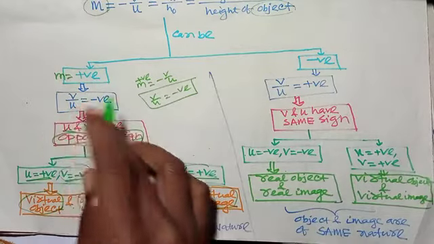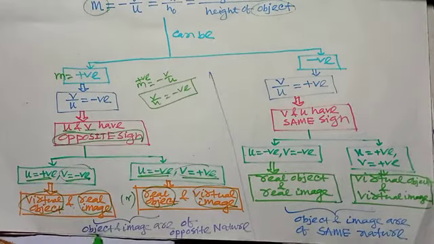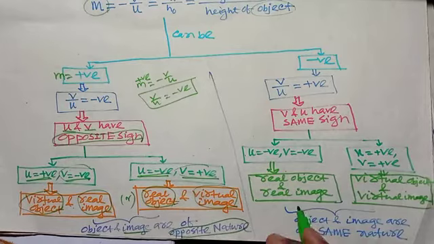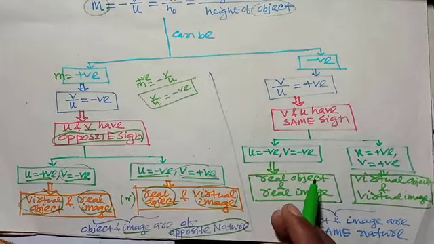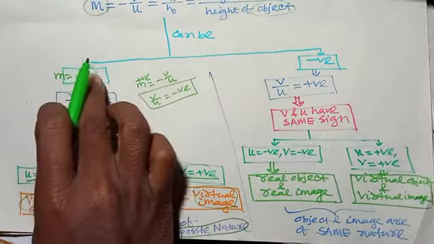That means in the case of m positive, the object and image are of opposite nature. When one is real, then the other will be virtual. That is in case of positive m.